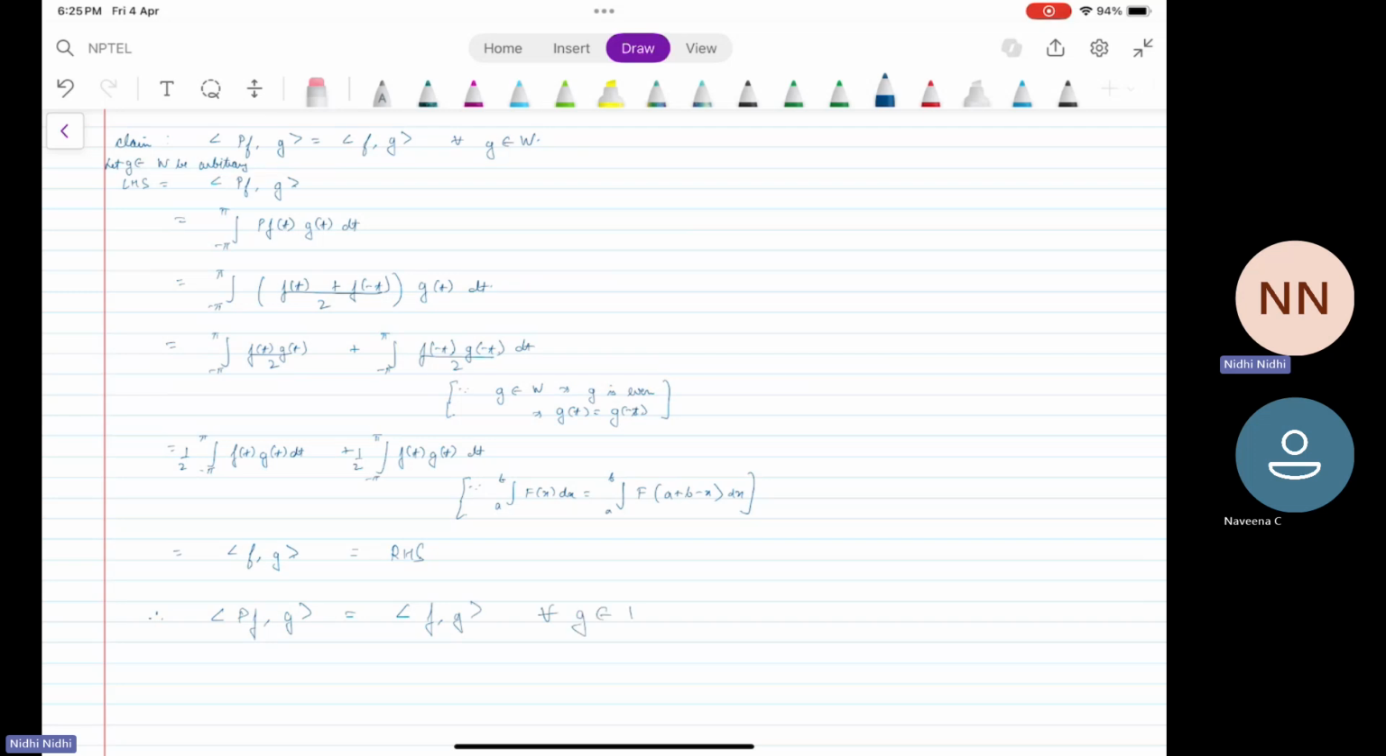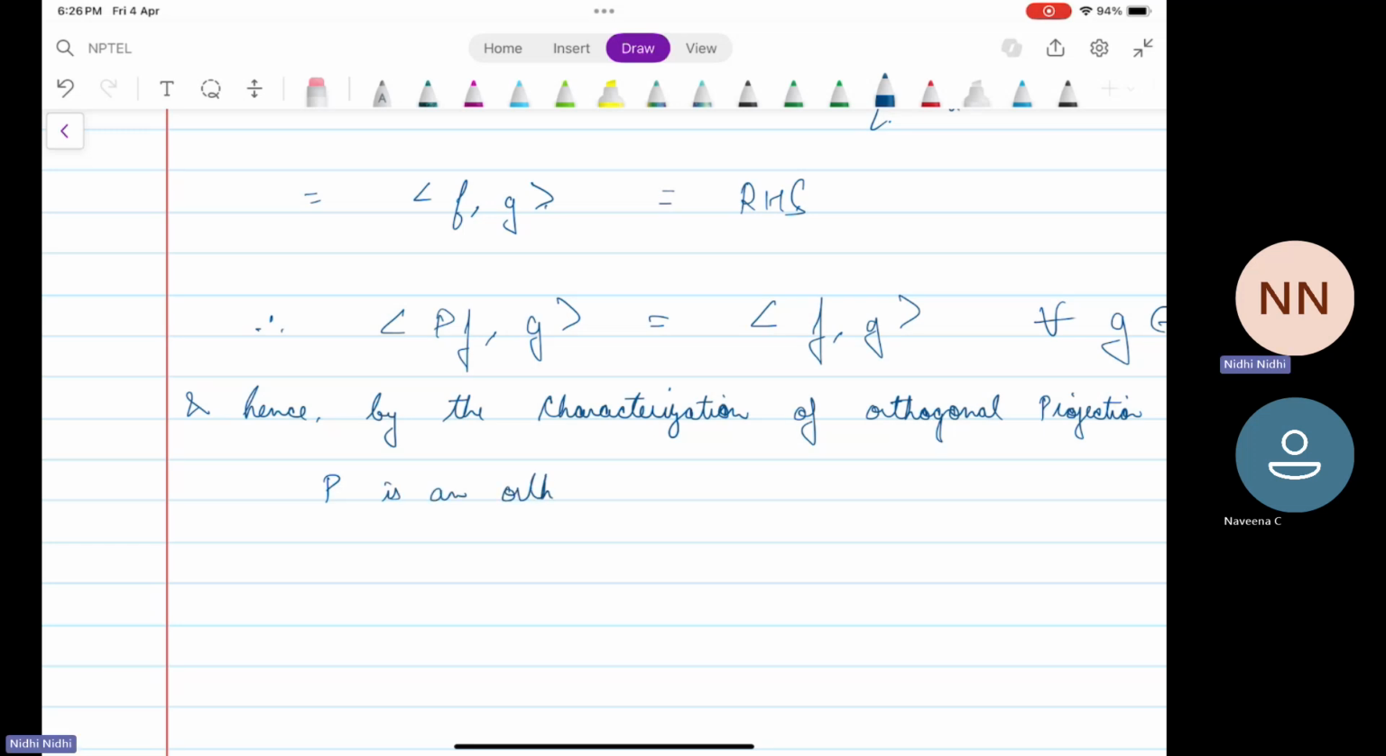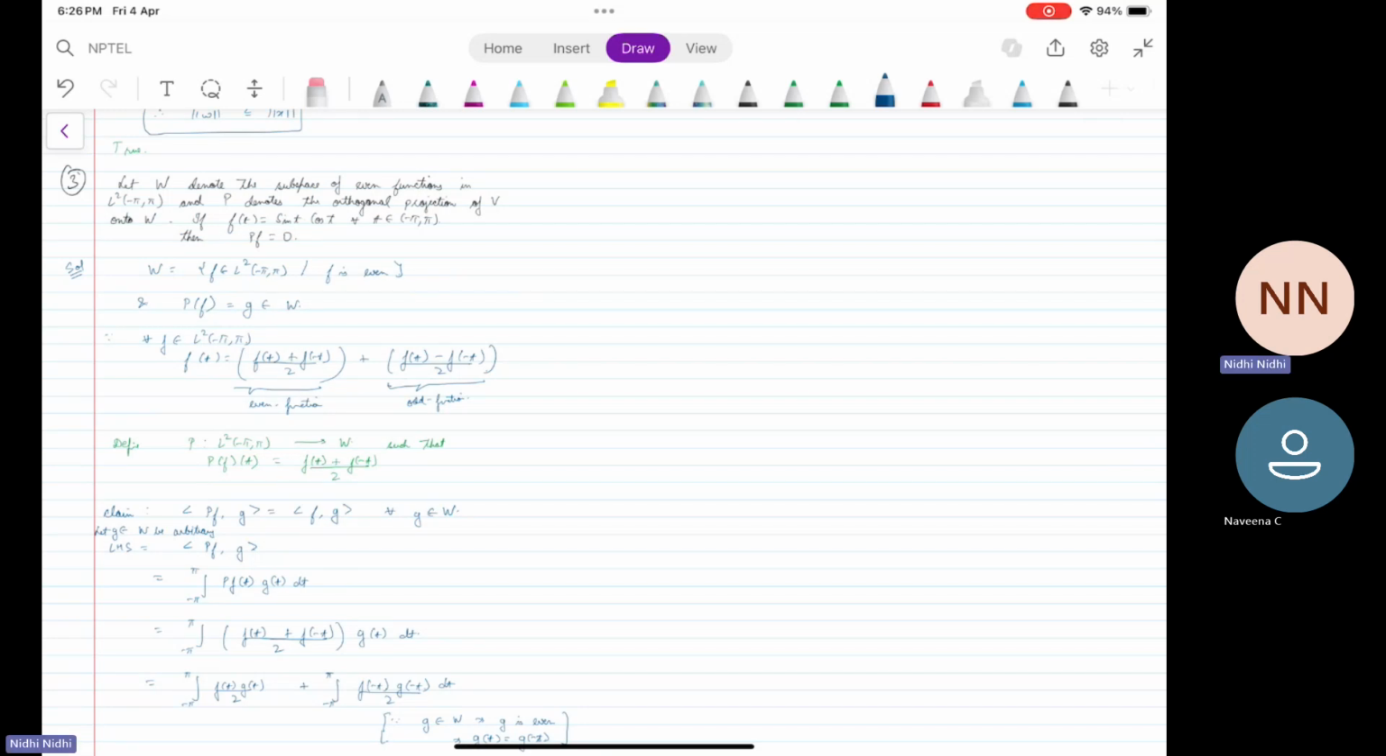for every g in W, and hence by the characterization of orthogonal projection, P is an orthogonal projection of V onto W. Now we need to show that the projection of this f is zero.